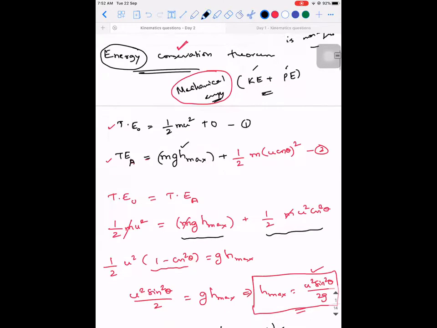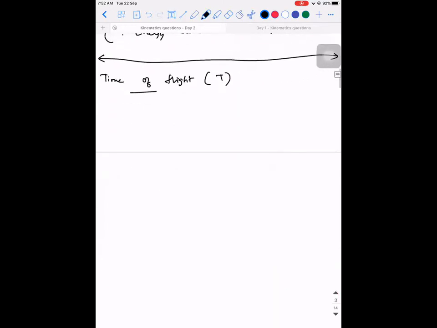Sir, is it time of ascent minus time of descent? So time of ascent is equal to time of descent, right. So what equation will you apply to derive this expression? What all equations come to your mind? There are only three equations, right?